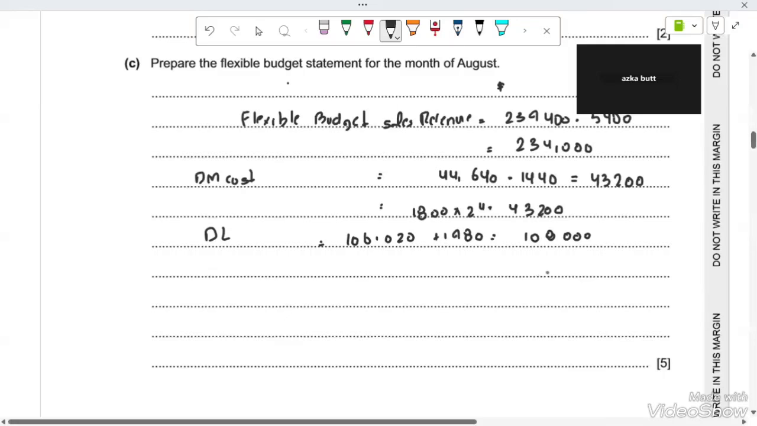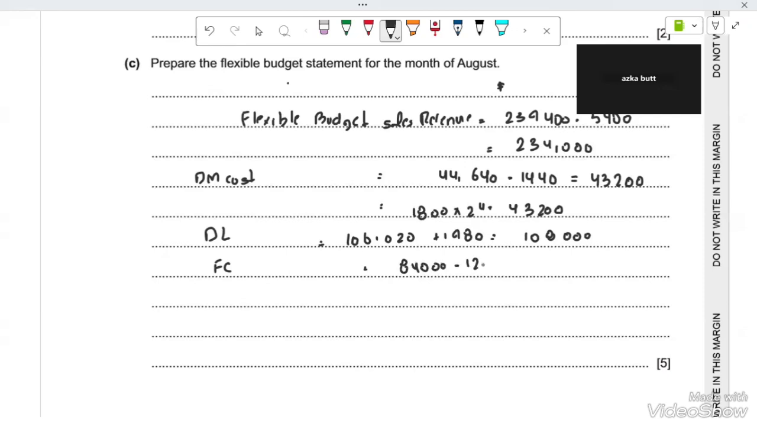Okay. So now we are going to address the fixed cost. So actual fixed cost was 84,000. And the total fixed overhead variance was adverse, which is 12,000, includes the expenditure and capacity variance net of the efficiency variance. So it means that now 84,000 minus 12,000, we have 72,000.